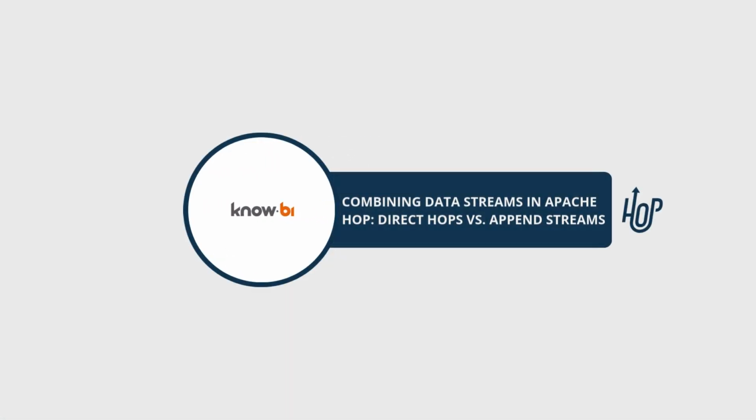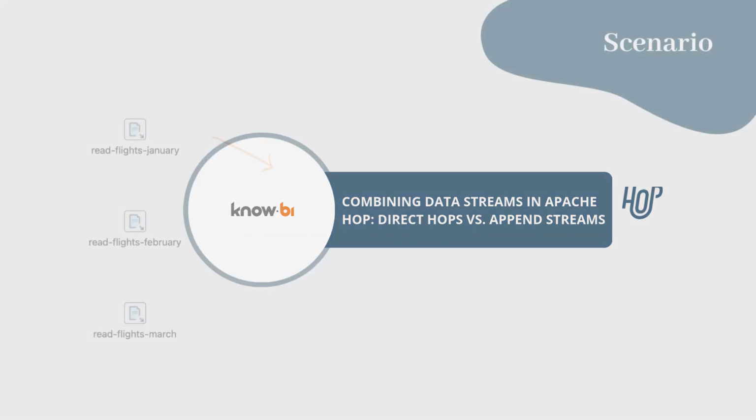In this video, we explain how to combine data from multiple sources in Apache Hop. We'll explore when you can keep it simple by connecting streams directly and when you need the Append Streams transform for precise control. Let's get started.